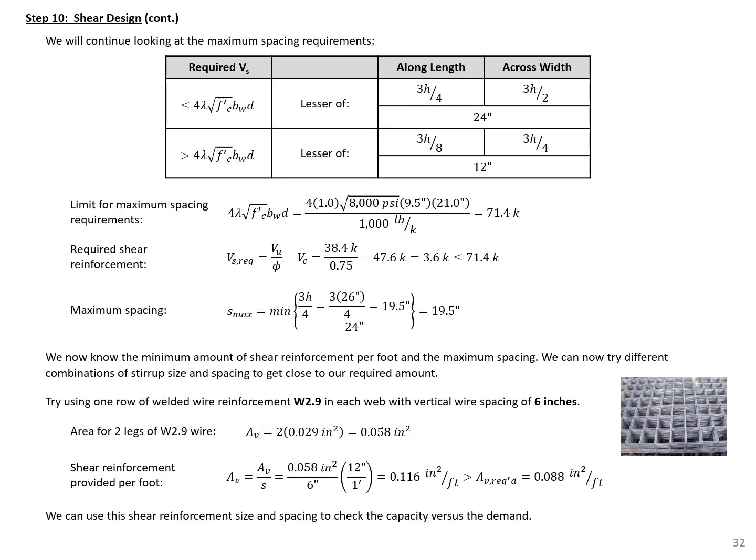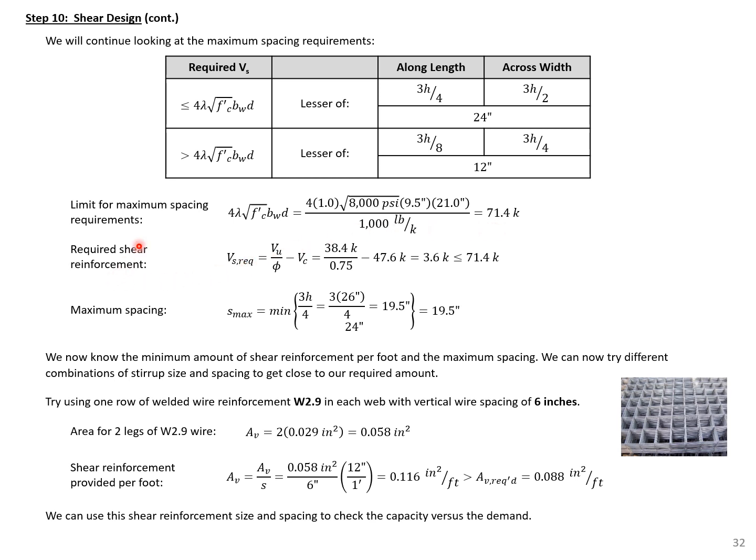We'll continue by looking at the maximum spacing requirements, which we can find in the table shown here. The maximum spacing requirements are dependent on the required V sub S. So we need to compare the required V sub S to the limits shown here. So the limit is just 4 times the square root of F prime C BWD. So we'll find the limit to be 71.4.